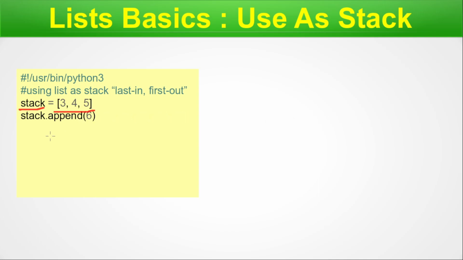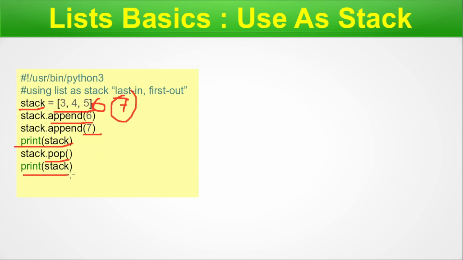So what we'll do? First we append 6, that means 6 will get added here, and then we append 7, so again 7 will get appended here. Then we print the stack. Next we write stack.pop, that means 7 will be popped out, and then again we print the stack, and then we write stack.pop again. So in this pop operation 6 will be out, and again we print the stack.